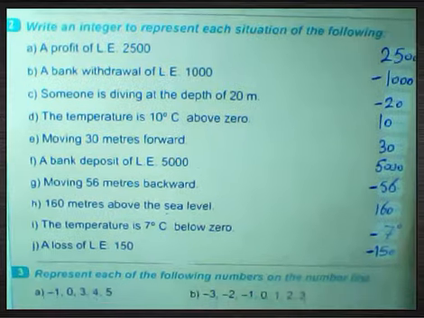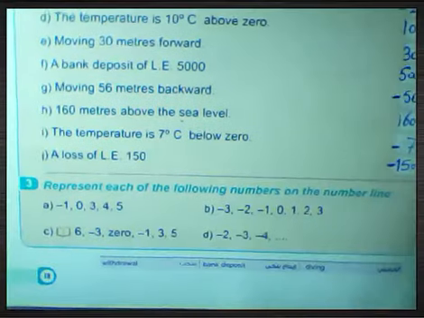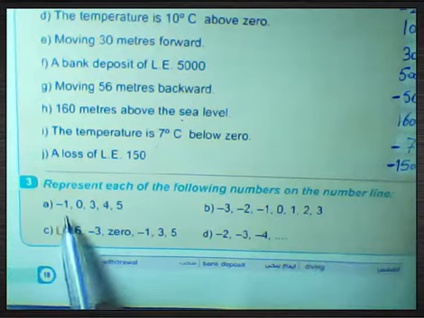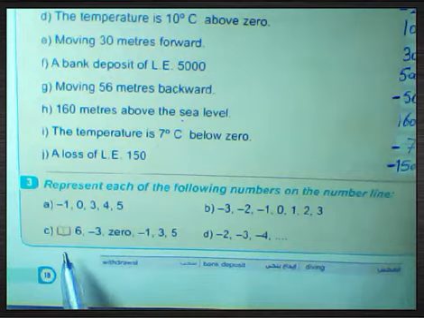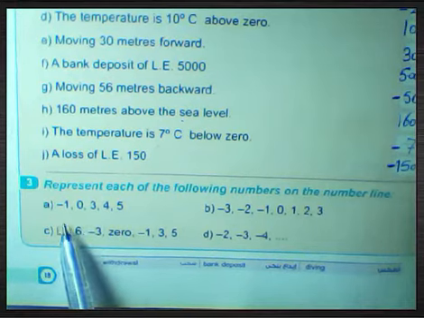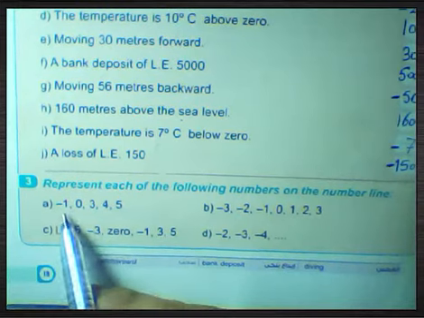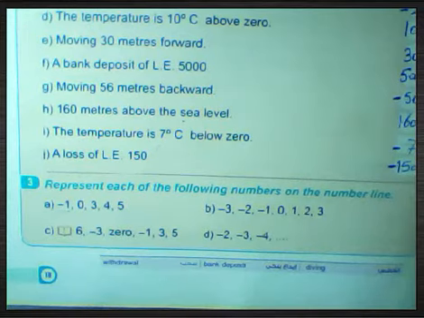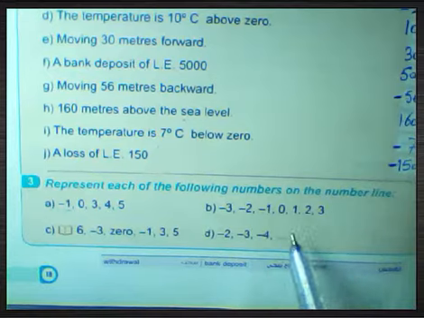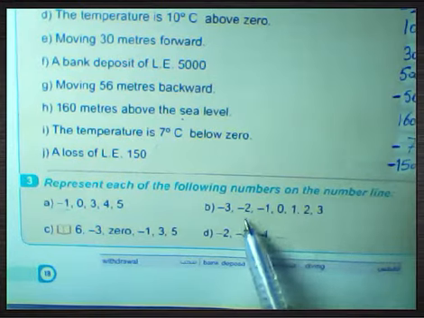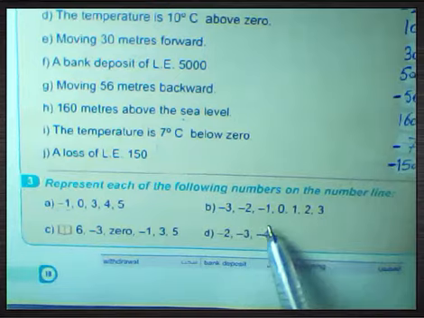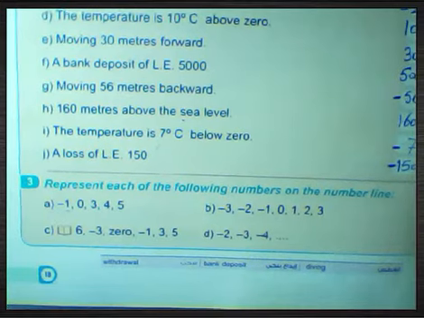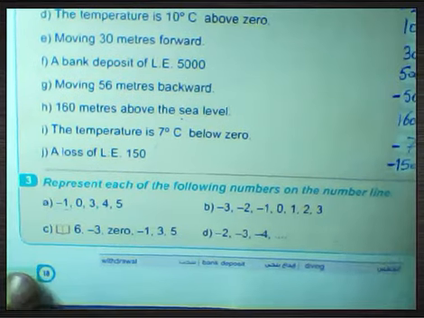Question number 3. Represent each of the following numbers on the number line. Negative 1, 0, 3, 4, 5. We can represent them in ascending order: negative 1 is the first, then 0, 3, 4, 5. And letter B, negative 3, negative 2, negative 1, 0, 1, 2, 3. We can write them and so on in a straight line.